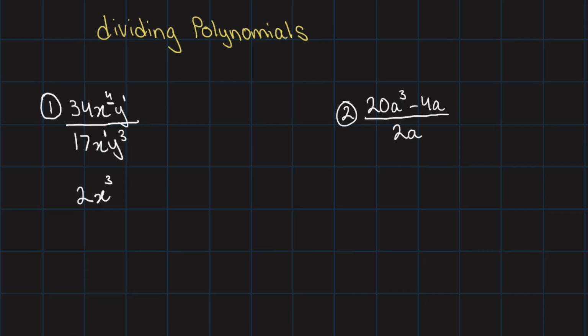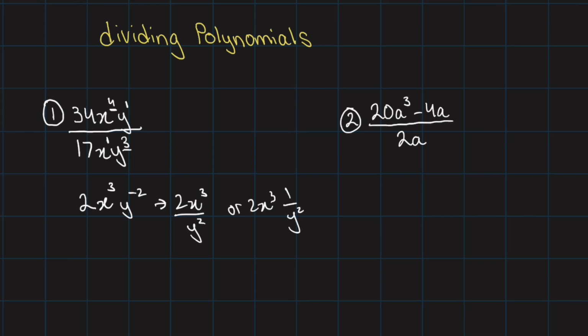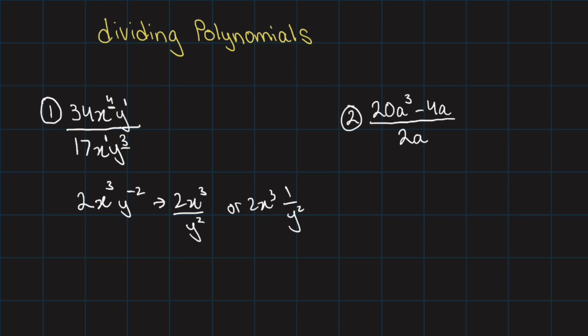The y in the numerator has, again, an invisible 1 as the exponent and 3 at the bottom, so y, 1 minus 3, so we have negative 2. Alright, and if we wanted to write this in positive exponent form, it would be 2x cubed over y squared, or 2x cubed times 1 over y squared. Would be the same thing. Alright, and now the second example, we have 20a cubed minus 4a divided by 2a.